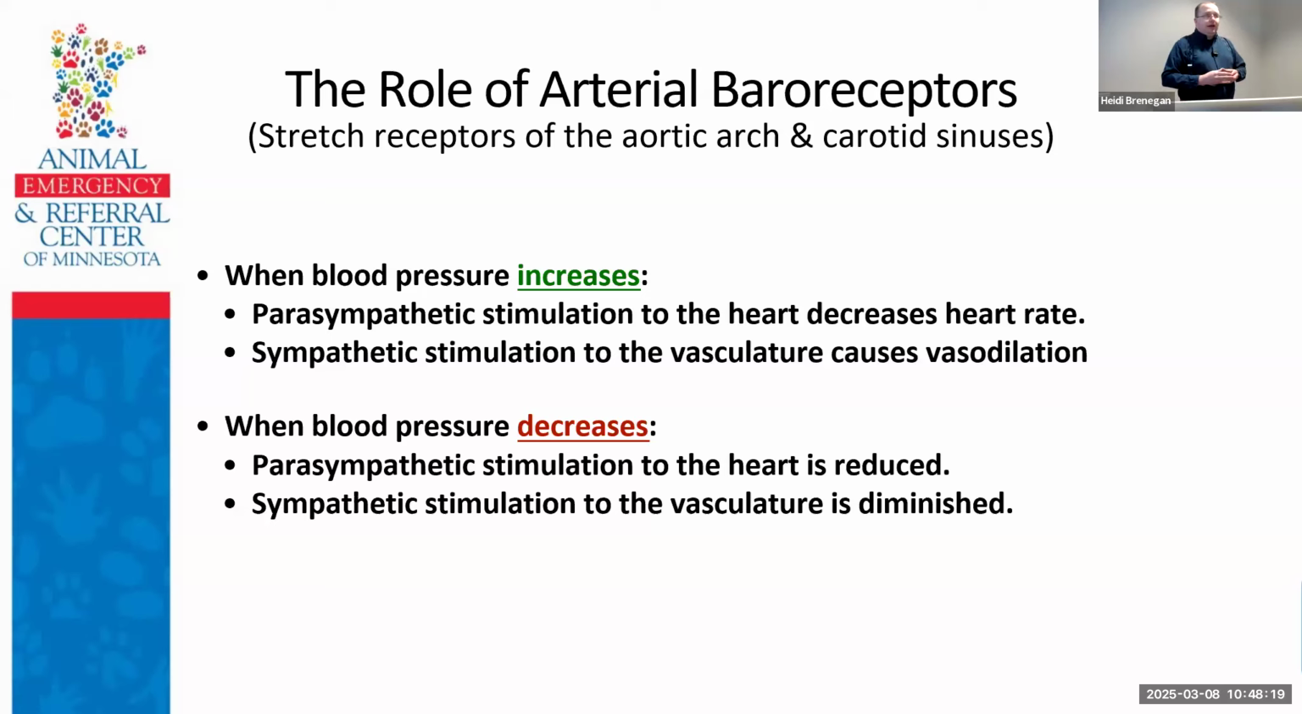So that can be overridden again. Like everything I'm talking about today, it can be overridden by something else being stronger. If you see an animal come in that's really excited or in pain, it may have really high blood pressure. So the arterial baroreceptors are trying to bring the blood pressure down, but you've got sympathetic tone from the excitement or the pain that's overriding that, and it's creating a hypertensive situation. Once you eliminate whatever's going on, give them some pain relief or get them calmed down, then these baroreceptors will be able to influence the heart rate more directly, bring the heart rate and the blood pressure back down to normal.